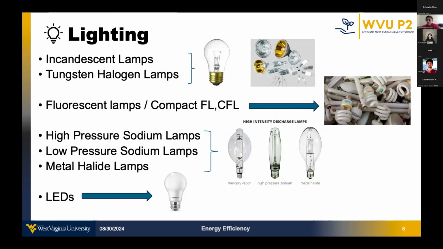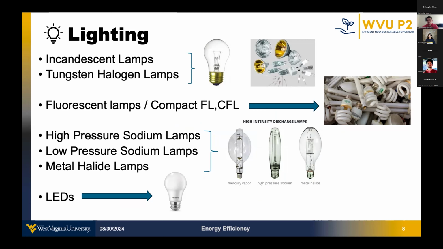Now let's deep dive into lighting. So in order to understand lighting, we first need to go through the different types of lighting commonly used in industrial settings. So first we have incandescent lamps, which is the first image on the top. These are the oldest and the least energy efficient types of lighting. They're being phased out in many places due to their high energy consumption.